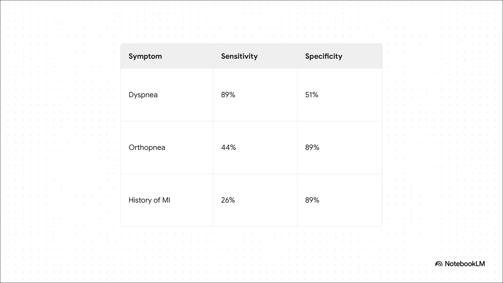Now look at orthopnea. Less sensitive, sure, but a specificity of 89%? That's powerful. If a patient tells you they have to sleep propped up on 3 pillows, your suspicion for heart failure should just shoot through the roof.